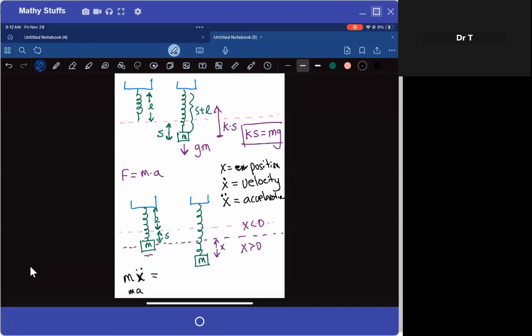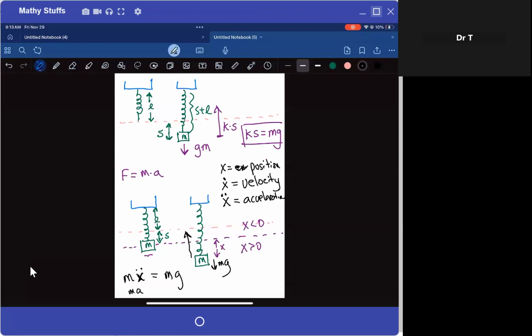What is acting on the system? Well, we still have gravity, and that is mg acting in the extension direction. In other words, downward. That's our positive direction. But then we have the restoring force of the spring. So right now I've got mg pulling down, and then what I've got is the spring force pulling up.